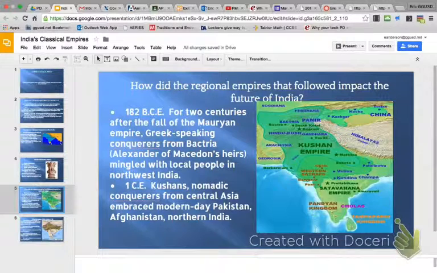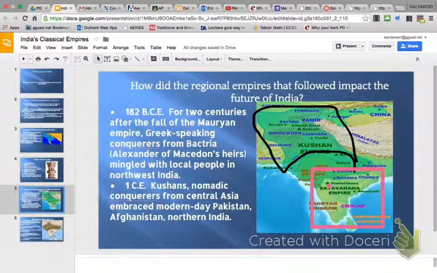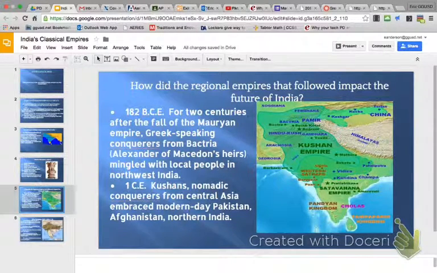Now, the Mauryan Empire falls to the Greek speakers in Bactria, who are the Hellenistic heirs of Alexander the Great. This lays the foundation for the Kushan Empire. The Bactria region is up here, modern-day Afghanistan. However, notice they never take down this region in here. You have several regional kingdoms that happen in South India, and we'll talk about that in a second.